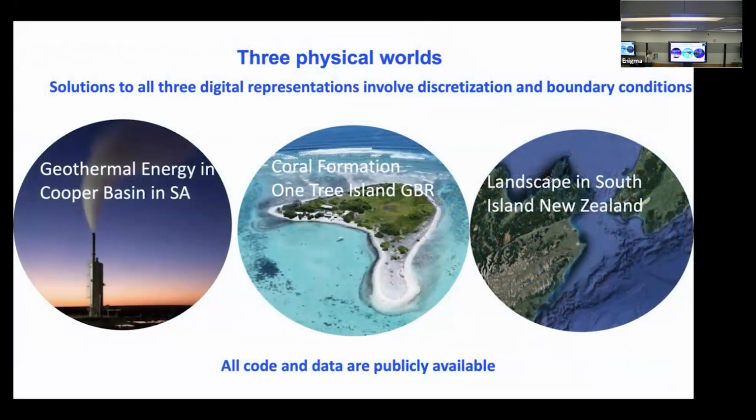Solutions, and this is really important, to all three digital representations involve discretization of continuous processes and boundary conditions. And this is, I think, where we get into a lot of the difficulty that we got into. I've referenced the papers, and all the code and data are publicly available.